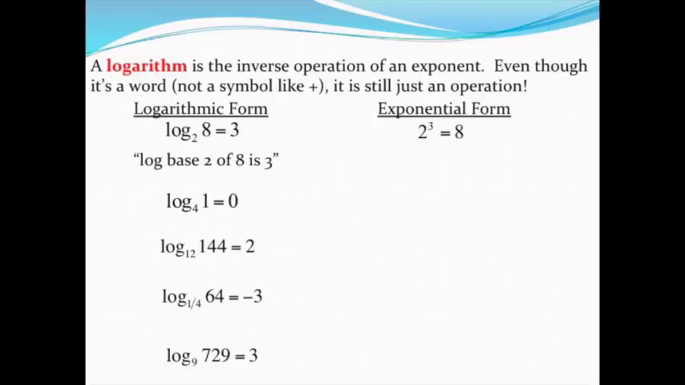To first get comfortable using logarithms, let's go ahead and rearrange a logarithm so it looks more like an exponential problem that we're used to seeing. So to do that, I've got a logarithmic equation right here. We'd read that as log base 2 of 8 is equal to 3.